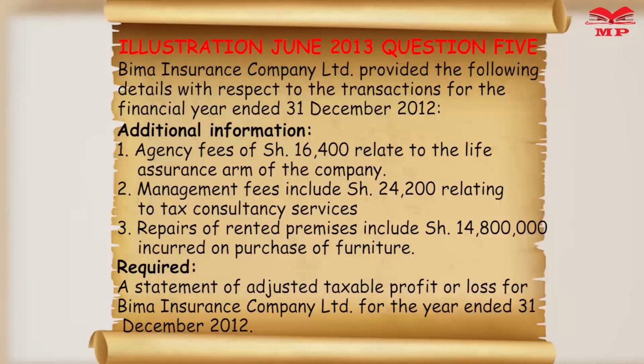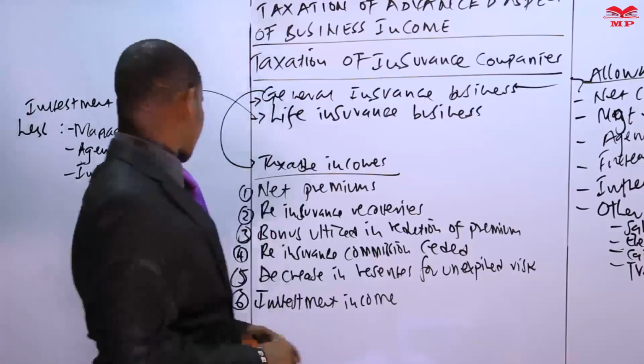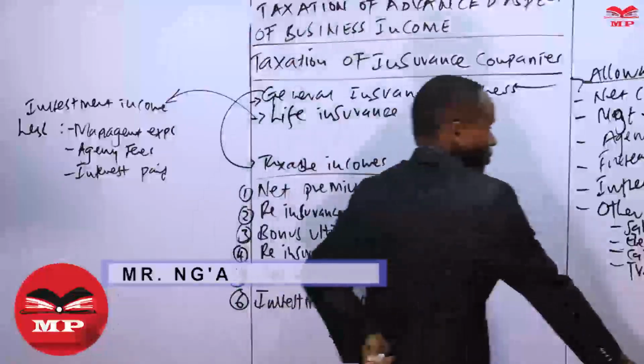Additional notes: agency fee of 16,400,000 relates to the life insurance arm of the company. Management fee included 24,200,000 relating to tax consultancy. Then repairs of rented premises include 14,800,000 incurred on purchase of furniture. So you are required to prepare a statement of the adjusted taxable profit of Bima Insurance Company Limited for the year. So we can calculate that as follows.